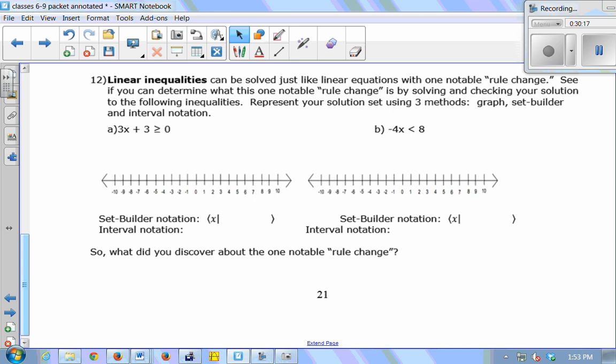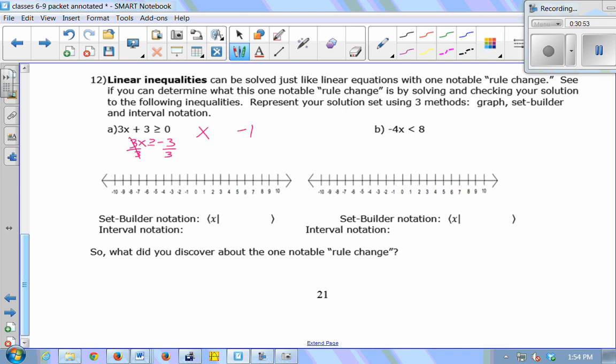So this says 3x plus 3 is bigger than or equal to 0 because the alligator's eating it. And this one says negative 4x is smaller than 8 because the alligator's eating the 8. And when you multiply or divide by a negative, the alligator turns around. Okay. So we're just going to solve both of these. 3x plus 3 is greater than or equal to 0, which means 3x is greater than or equal to negative 3. Divide both sides by 3. And the 3's cancel. I get x, and I get negative 1.